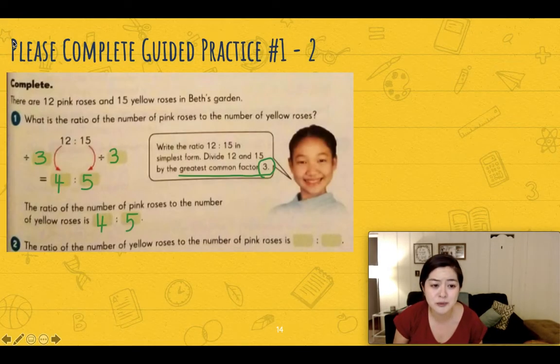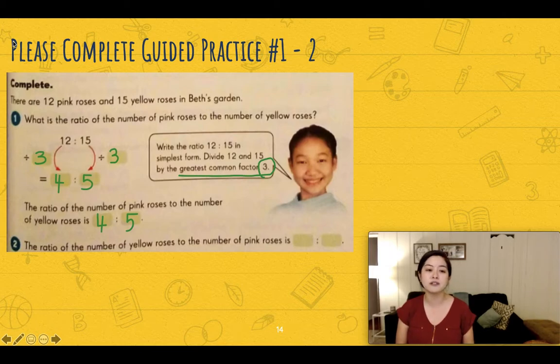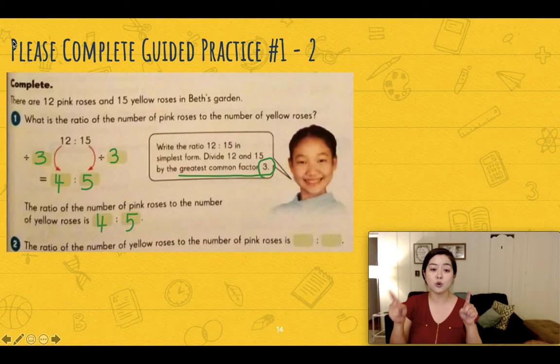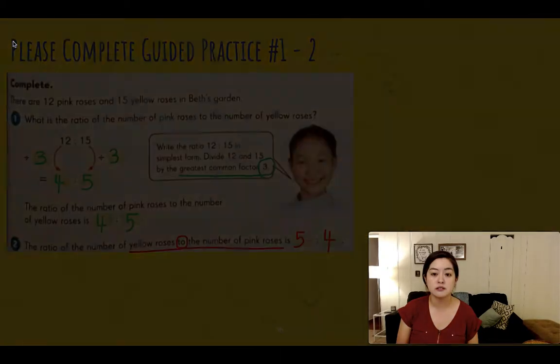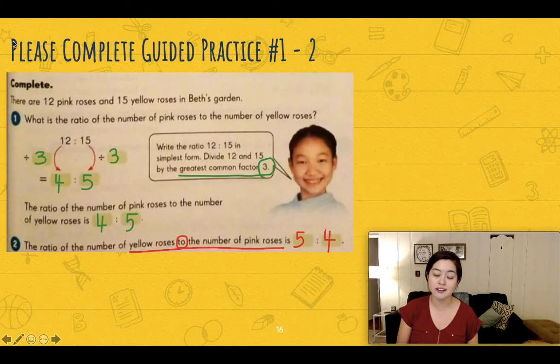Now let's look at number 2. It says the ratio of the number of yellow roses to the number of pink roses. So now the order has switched from problem number 1. So yellow roses to the number of pink roses. It's 5 to 4, and that's in simplest form.